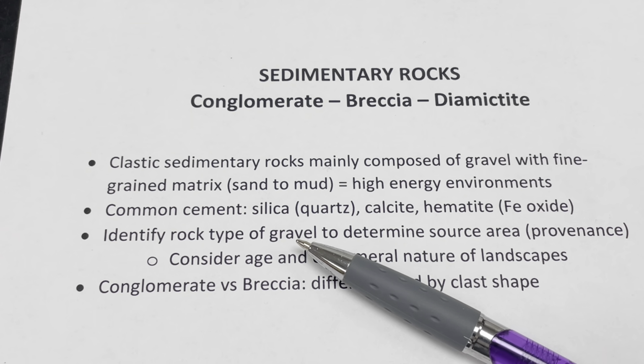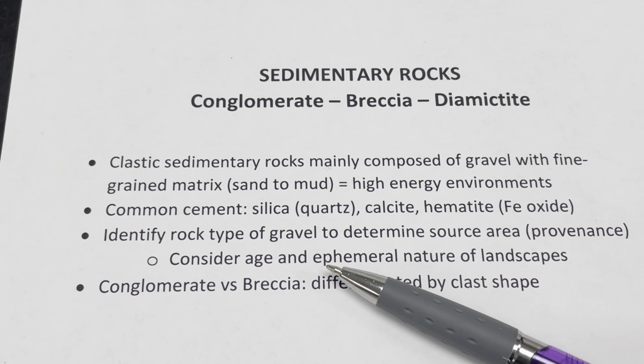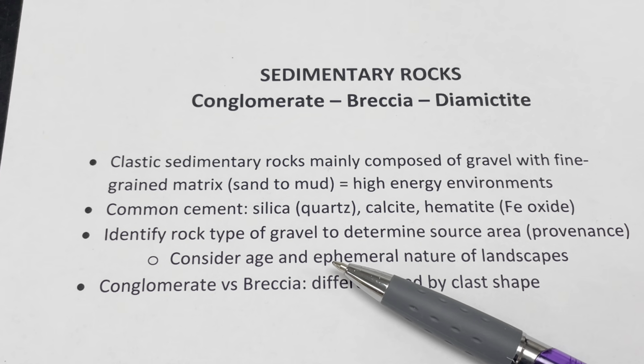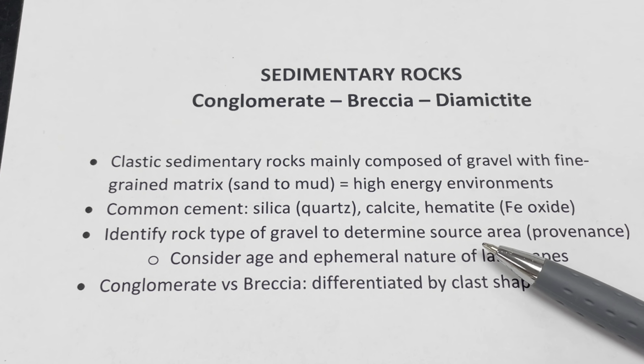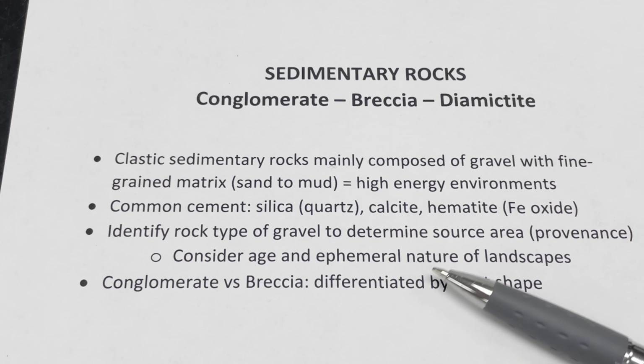And so by looking at the composition of the particles in the rock, we can start to make some inferences and some interpretations about what the source area was. What was the area that was feeding the sediment into the system that transported the gravel?